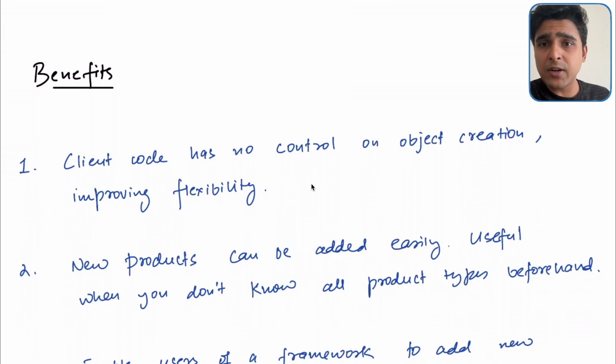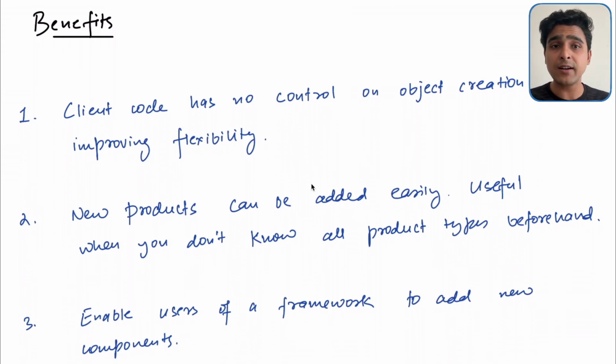So the first benefit is client code has no control on object creation, which improves your flexibility. As you can see in the main file, that we can treat it as a client code, and there we have not defined which object to create, how to transport. It just says, okay, if you want a air logistics, you create air logistics and then you just plan delivery. It will appropriately deliver it by a plane.